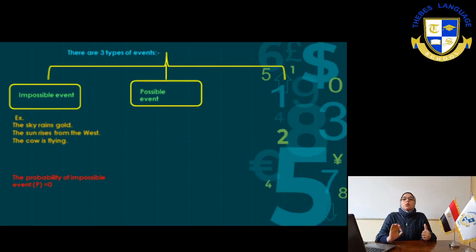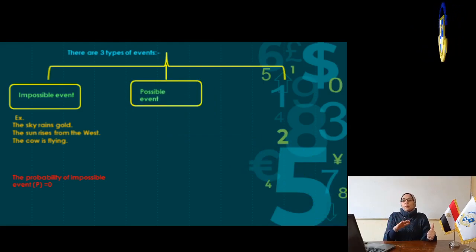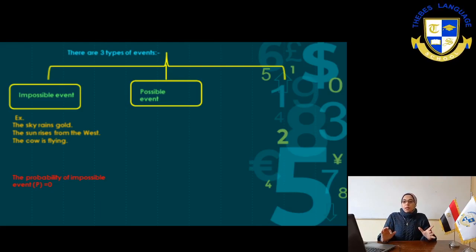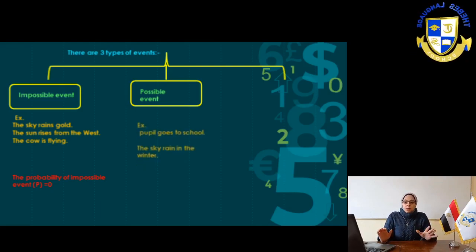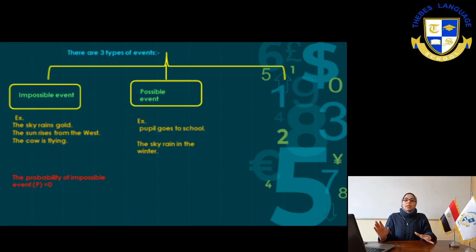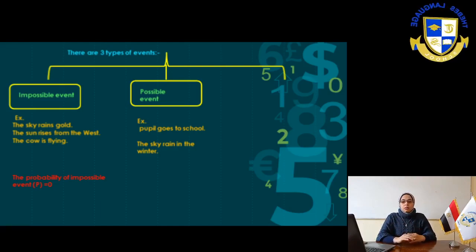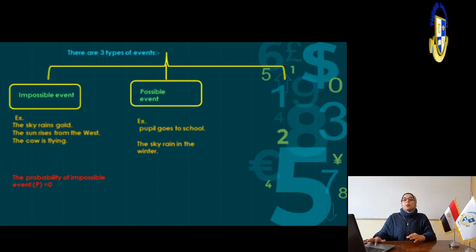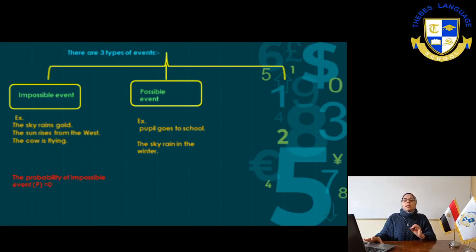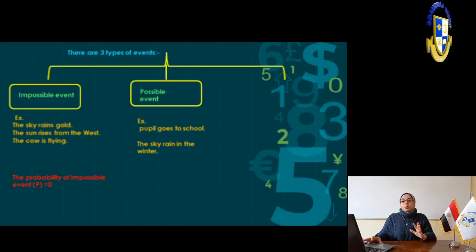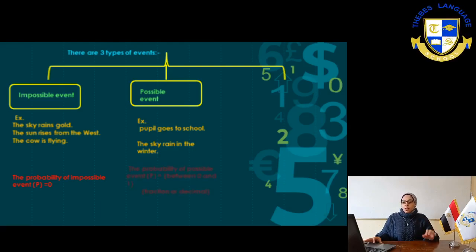Impossible event, that we are sure that it can't happen at all. As the sky rains gold, it's impossible to happen. The sun rises from the west, also it's impossible to happen. All of us know that the sun rises from the east, not from the west. Okay? The cow is flying, it's impossible. So these are examples for impossible event. And the probability of any impossible event equals 0.